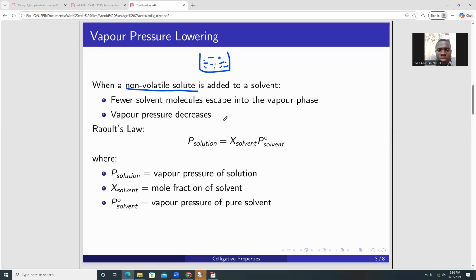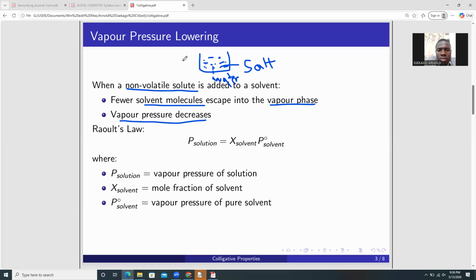So when a non-volatile solute is added to a solvent, fewer solvent molecules escape into the vapor phase and vapor pressure decreases. What are we trying to say here? What vapor pressure lowering says is, if you add salt to water, we have this. So what is vapor pressure?